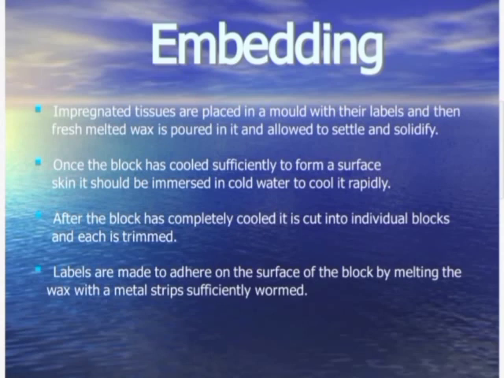Embedding. Impregnated tissues are placed in a mold with their labels, and then fresh melted wax is poured in it and allowed to settle and solidify. Once the block has cooled sufficiently to form a surface skin, it should be immersed in cold water to cool it rapidly. After the block has completely cooled, it is cut into individual blocks and each is trimmed.